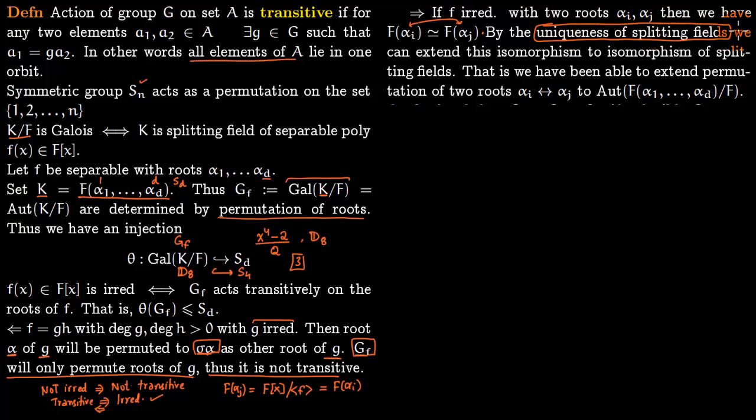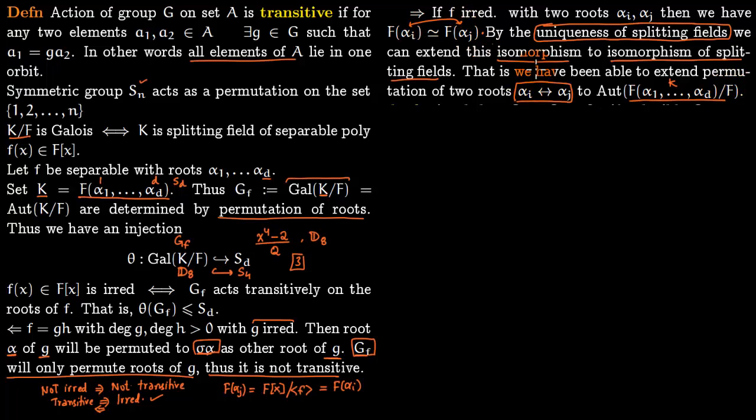By this big result, uniqueness of splitting fields, we can extend this particular isomorphism to an isomorphism of our splitting fields. Notice that our splitting field is precisely this right here, which is K. This is a splitting field. That basically means you take two roots, your permutation is determined by this, and you carry it out to here. So the permutation here you carry out to automorphisms of our splitting field K, which is F adjoining all the roots, over F. So therefore you are done.